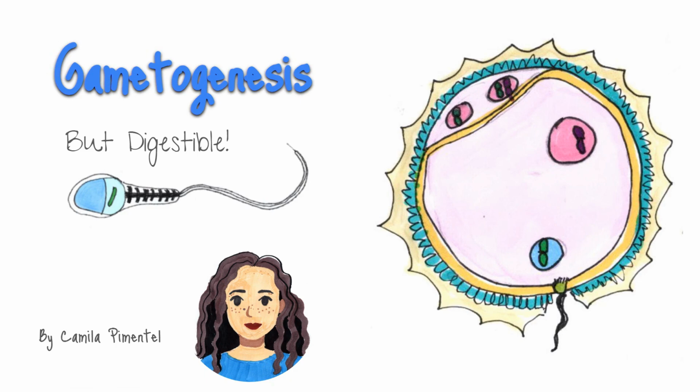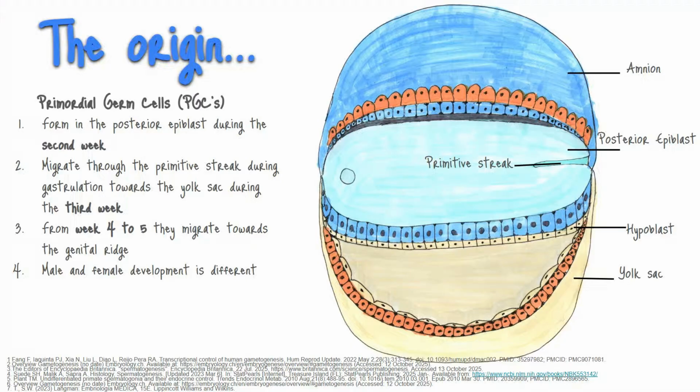So, let's begin. Both male and female gametes originate as primordial germ cells or PGCs. PGCs are stem cells that can differentiate into both female and male gametes. This picture is of a 2-week-old zygote. It's in the bilaminar disc stage. It has a layer of epiblast cells on top, and underneath is the hypoblast. These two layers are surrounded by domes called the yolk sac and the amnion.